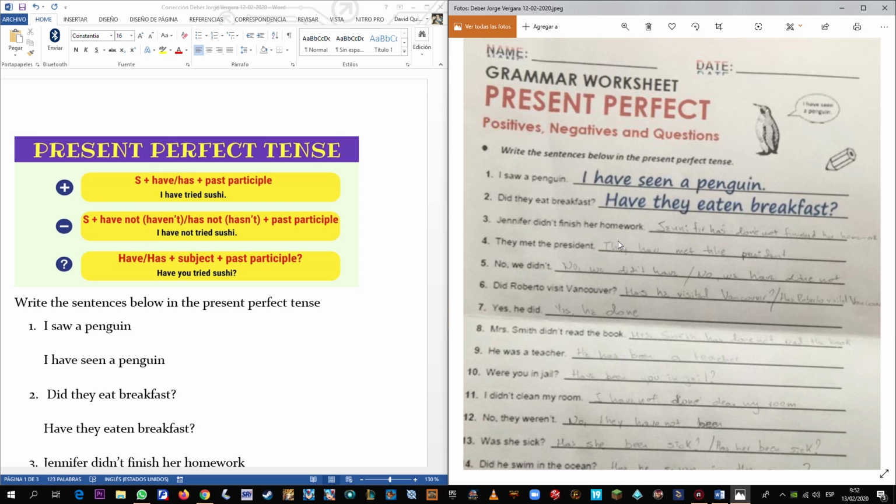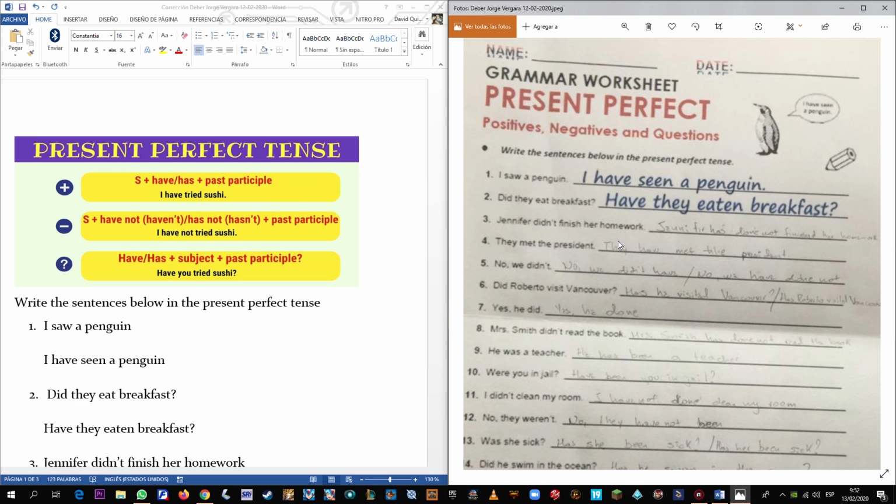So the worksheet, as I told you, is about present perfect: positives, negatives, and questions. It means that we're going to work with those three structures, and the first exercise, the only one, is to write the sentences below in the present perfect tense, so we can transform. Let's take a look at the examples.